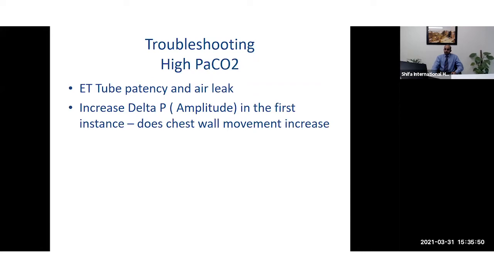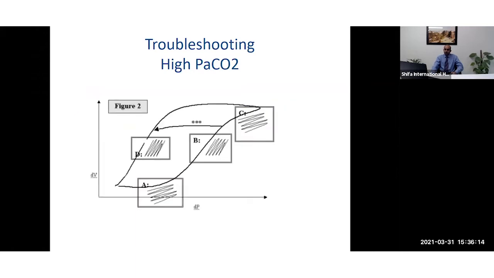If the PCO2 is high, then you need to make sure that again the ET tube is patent, there's no air leak, and then the first step would be to slowly increase the delta P in increments of around 3 to 4, and that should slowly improve the CO2 clearance. If you're struggling with CO2 clearance, you might need to come down on the frequency in these cases.